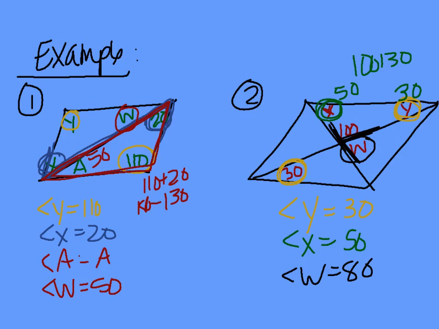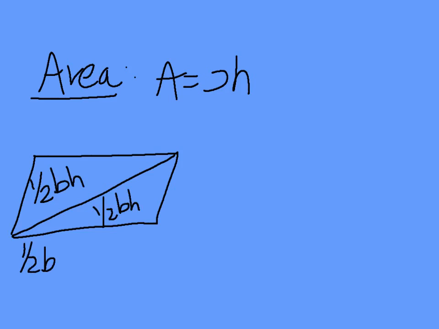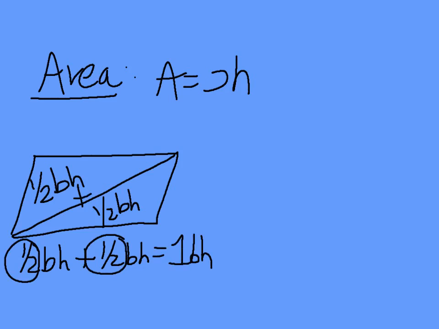Okay, last thing on the list is the area formula. So the area of a parallelogram is A equals base times height. Now how this happens is, watch this, a parallelogram is actually two triangles put together. Remember, a triangle is 1/2 base times height. So if you go 1/2 base times height plus 1/2 base times height, adding the two areas together, if you add these coefficients, that will give you 1 base times height. So that's how they end up with the area of a parallelogram.